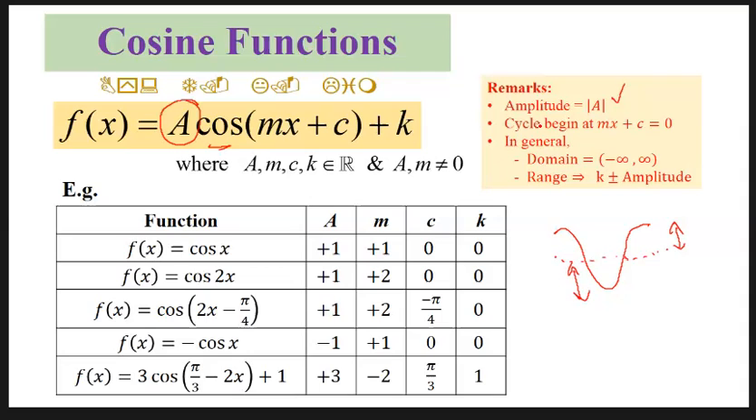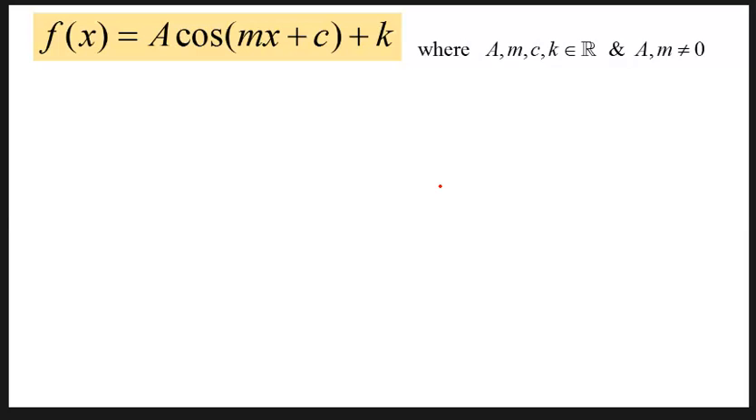Next, for the cycle of the cos function, I will consider it beginning with mx + c = 0 later when doing graph sketching. In general, the domain of the cos function is negative infinity to infinity. It can take any x value. For the range, it is the constant k plus or minus the amplitude. Of course, this general domain and range is meant for the cos function in this form, not some other form.